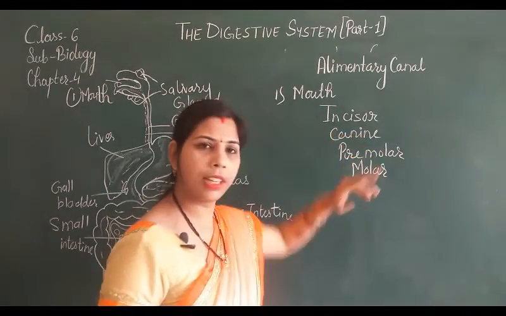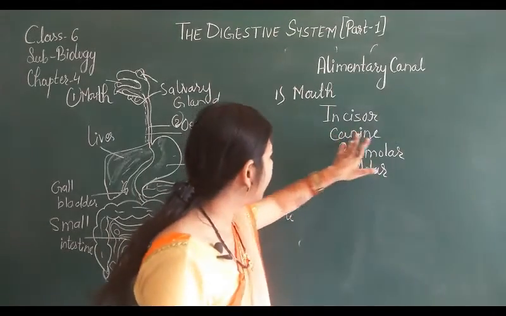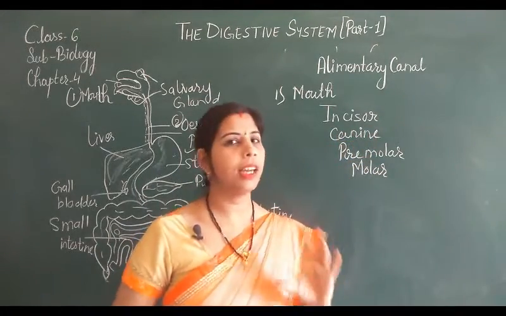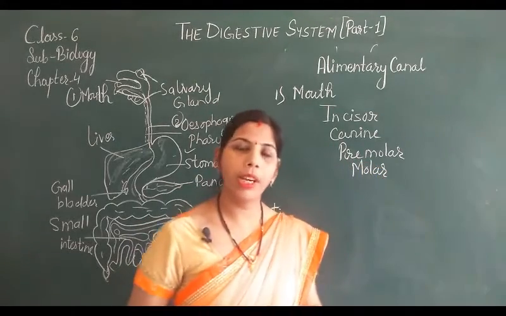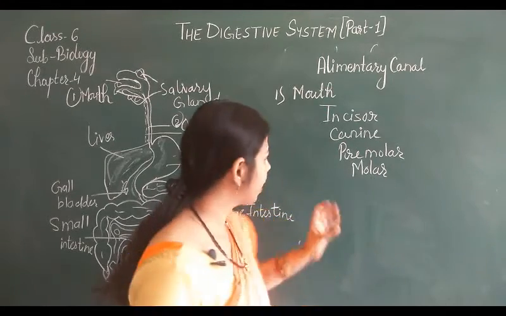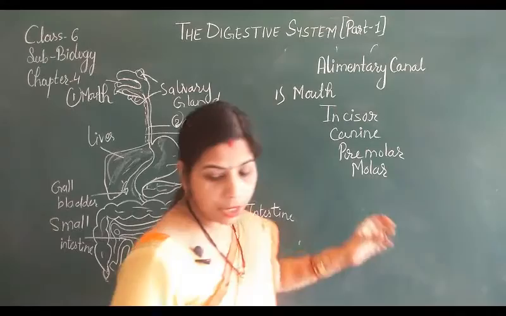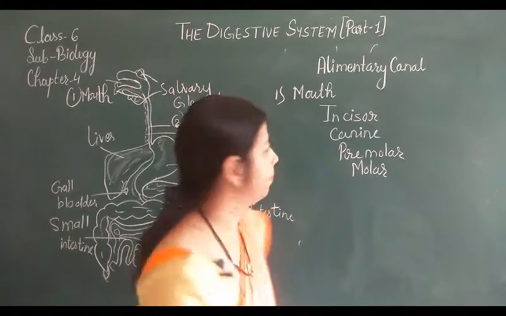The different teeth have different functions. The incisors, the first 4 teeth, are utilized for biting the food. The next 2 teeth are known as canines, they are used for tearing the food. The premolars are utilized for crushing and grinding the food. And the molars are also used for chewing, crushing and grinding the food.